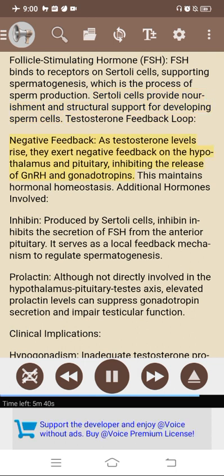Testosterone feedback loop. Negative feedback. As testosterone levels rise, they exert negative feedback on the hypothalamus and pituitary, inhibiting the release of GnRH and gonadotropins. This maintains hormonal homeostasis. Additional hormones involved. Inhibin, produced by Sertoli cells. Inhibin inhibits the secretion of FSH from the anterior pituitary. It serves as a local feedback mechanism to regulate spermatogenesis.